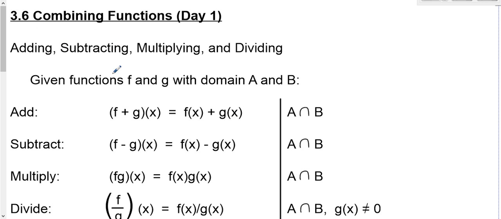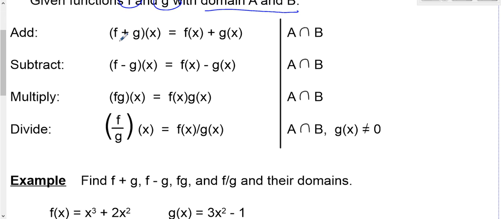This is 3.6 Combining Functions Day 1. We are going to be adding, subtracting, multiplying, and dividing functions. If we have functions f and g, we will add, subtract, multiply, and divide them. And I'm going to show examples where we have these different things going on and how the domain is affected.